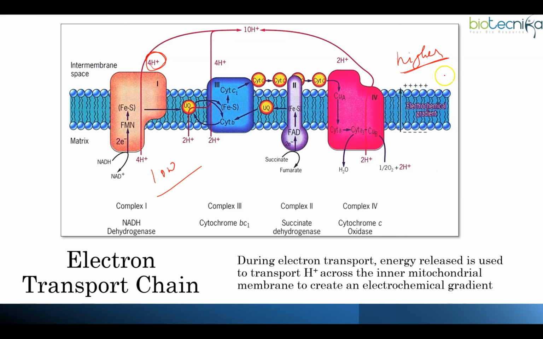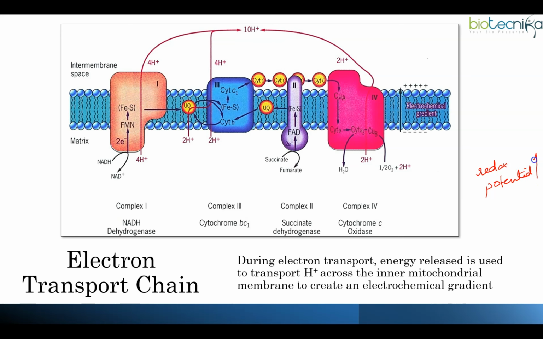So obviously this process is not at all favorable. This is not a spontaneous process, passing protons from low to high, but still these complexes are doing so. So the question is, which process is driving this flow of protons from a low concentration gradient to a high concentration gradient? The answer lies in the power to accept electrons, which is called redox potential.